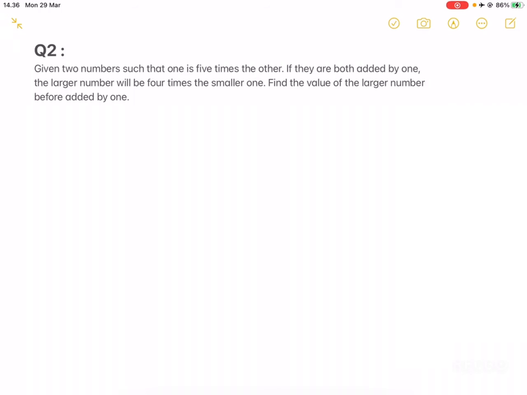Alright, so for question 2, this is a word problem. Given two numbers such that one is 5 times the other. So we have a larger number that is 5 times a smaller number. If those two numbers are both added by 1, the larger number will be 4 times the smaller one. Find the value of the larger number before added by 1. So it's the original value of the larger number.